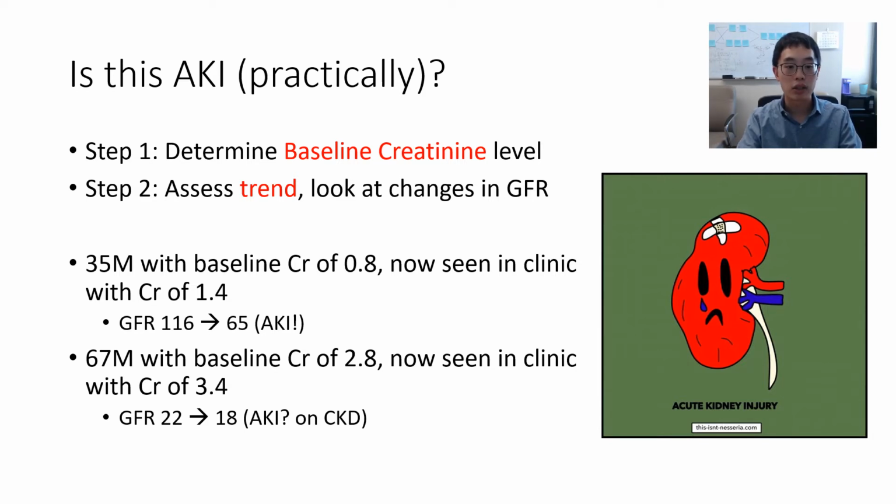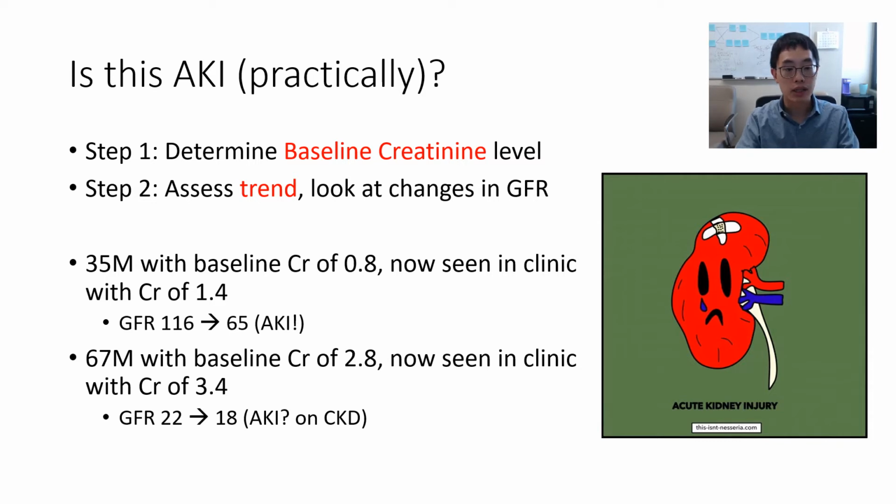Now, if you calculate the GFR drop from that 0.8 to 1.4, you can see that the GFR dropped from 116 to 65. For all intents and purposes, you would definitely classify this as an acute kidney injury. The patient has lost almost 50% of their kidney function, and that definitely is a severe case of AKI.